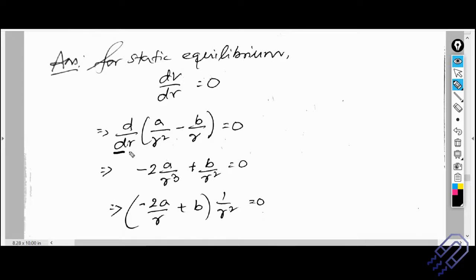Just take d/dr of A by r square minus B by r is equal to 0. Okay, just differentiate this, x to the power minus 1, so it is minus 2 divided by r cube, A is constant, plus B divided by r square. Then you can take 1 by r square common, and then we have got minus 2A by r plus B, times 1 by r square, is equal to 0. So you see 1 by r square is taken common, we can multiply throughout by r square, so you can just get this term to be 0. Then you can find out what is the value of r.